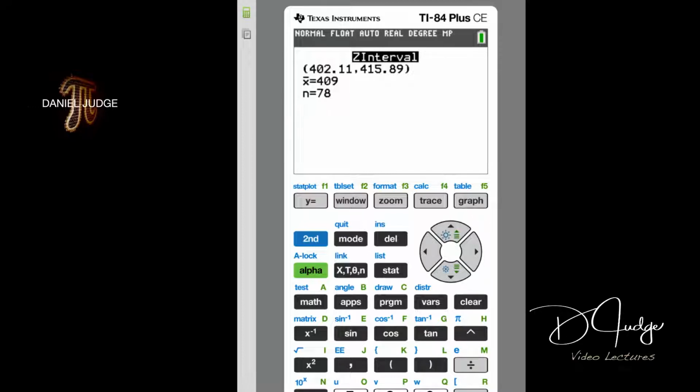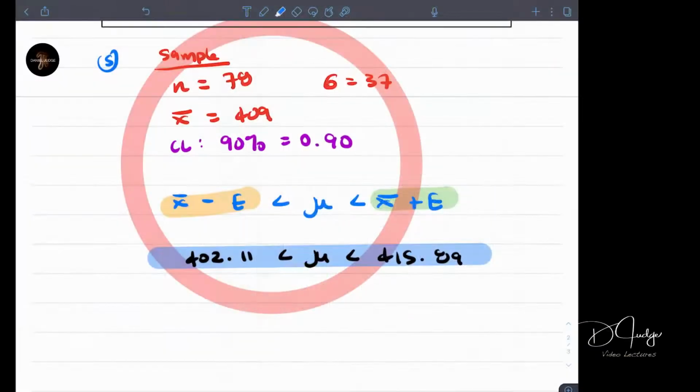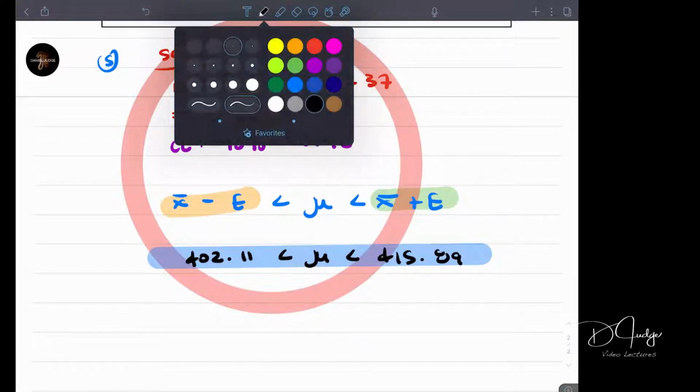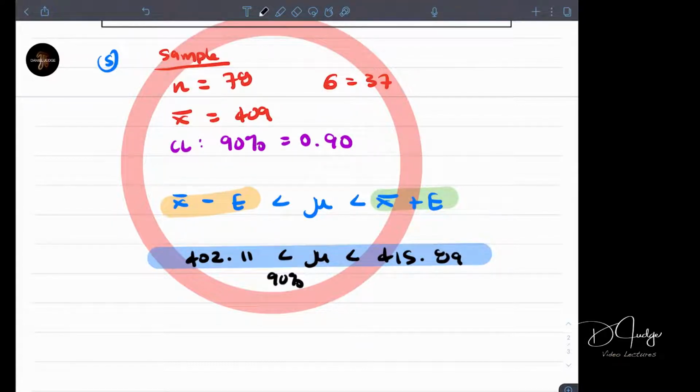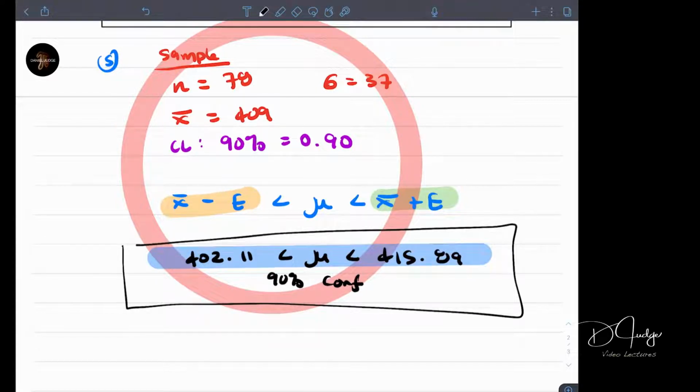The true mean is between 402.11 hours, is less than the true mean, which is less than 415.89 hours, ladies and gentlemen. So here you go. There you go here. And we can say this with 90% confidence. And this is how we answer question number 5.